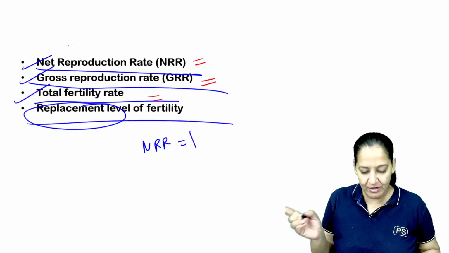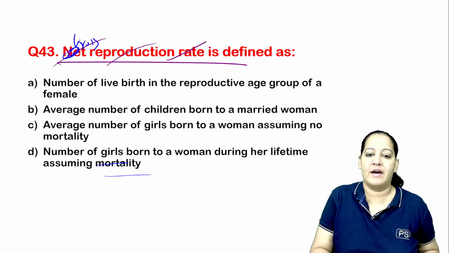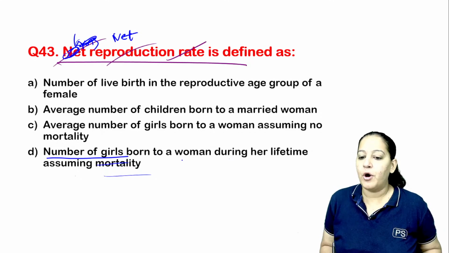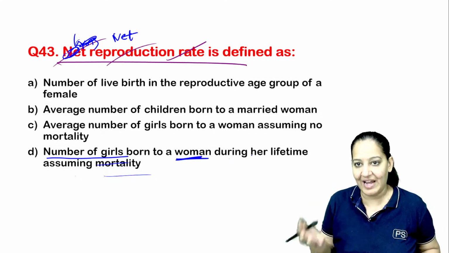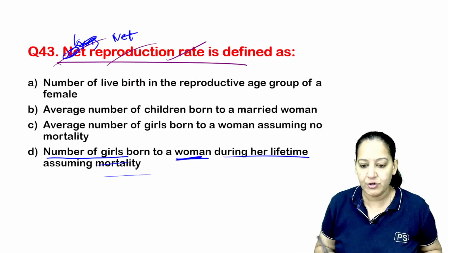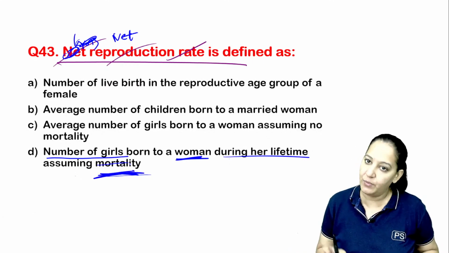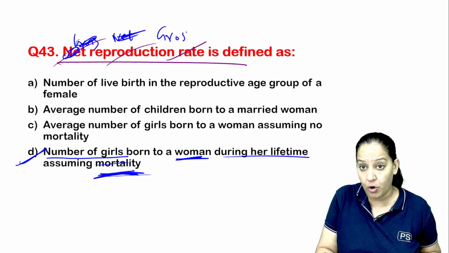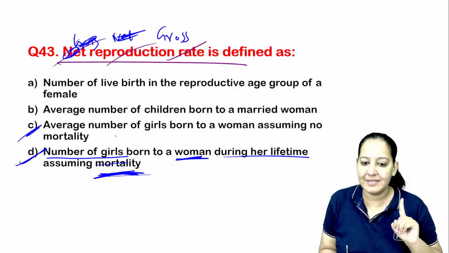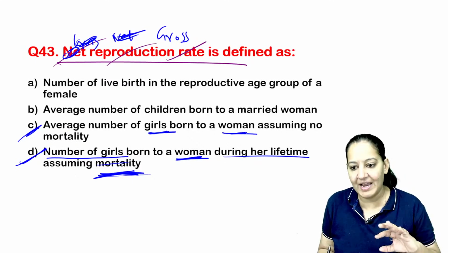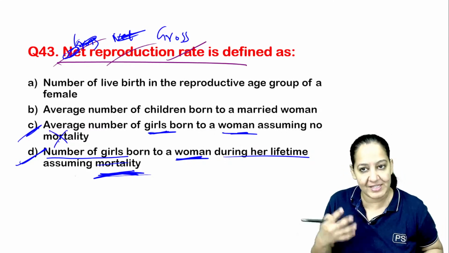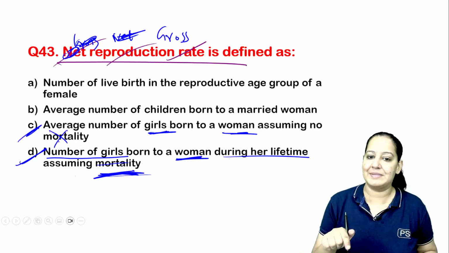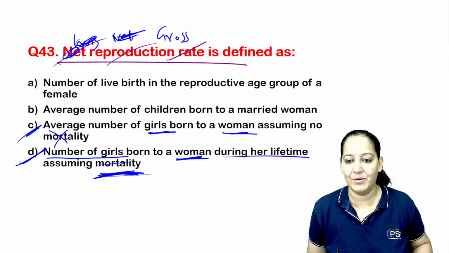What is NRR? Now have a look at your question. I'm asking NRR. First tell me, what is NRR? It is the number of girls born to a woman during her lifetime. We are expecting the woman will have during her lifetime, assuming mortality. So we are taking fertility plus mortality both. So the answer is D. But if I change the question to GRR, the gross one, the answer will become C. It is the number of girls a woman will have assuming no mortality. We are assuming the woman is immortal, but there is no immortality, no? So in that case, the answer will become C. So please understand that.